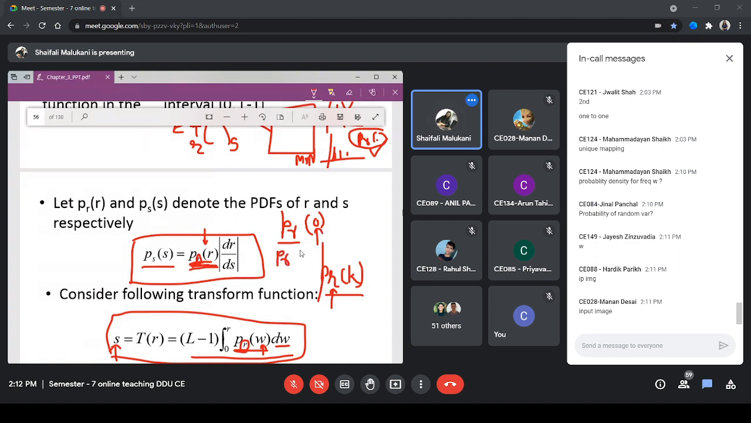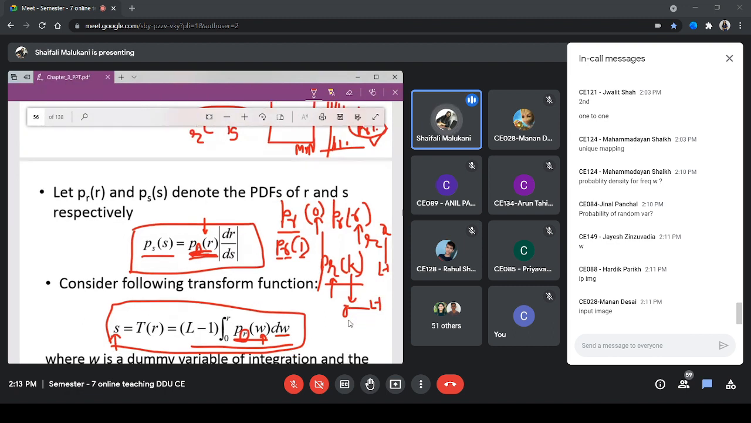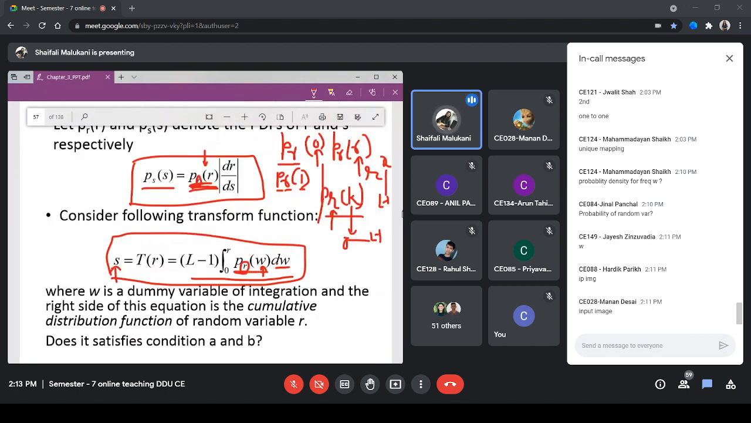PR of 1 indicates, in my input image, the probability of occurrence of 1. Understood? So if I am writing PR of R, what is the meaning of this R here? What is the range of R here? This R can take value 0 to L minus 1. Instead of R, if you want to use K, it is the same thing. K can take value 0 to L minus 1. Instead, you can use W. So this is alternatively used.